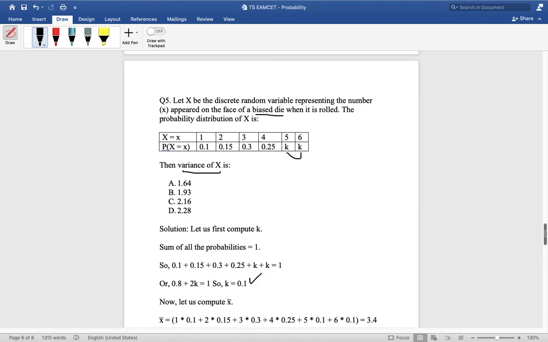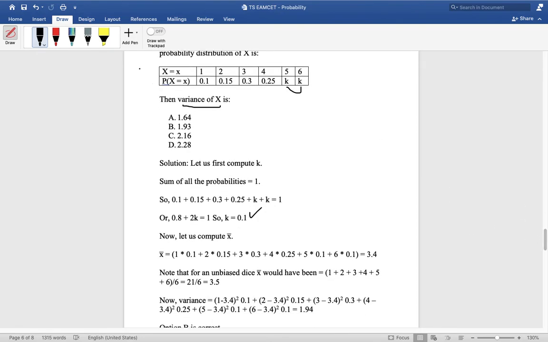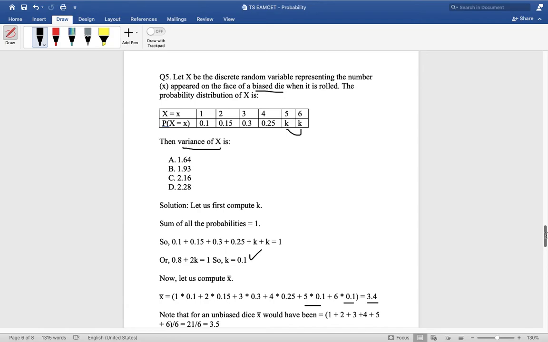First we calculate the mean. So mean is the value of x times the probability associated. So 1 into 0.1 plus 2 into 0.15 plus 3 into 0.3 plus 4 into 0.25 plus 5 into k, which is 0.1, plus 6 into k, which is 0.1. So which I have done over here. So mean is 3.4.